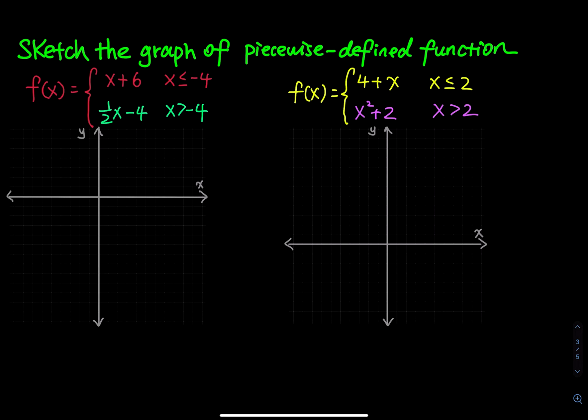The way I sketch a piecewise function is two things. One, know the shape. So let's say the linear function x plus 6. You should know in your mind what x plus 6 looks like. It's a straight line, slope equals 1, y-intercept is 6. The line is going uphill, increasing. And then the second line is also increasing. The slope is 1/2. The y-intercept is negative 4.